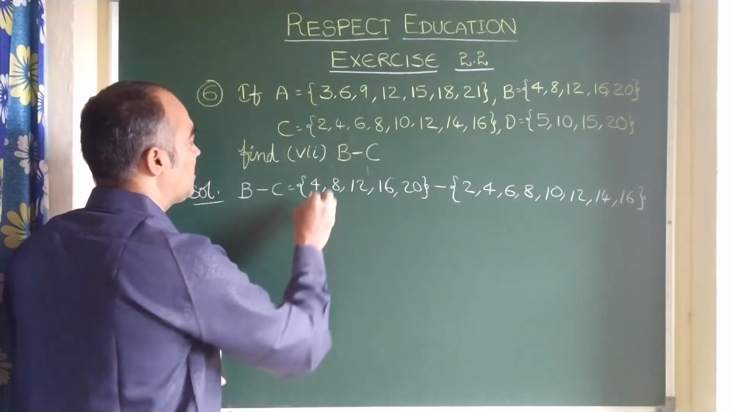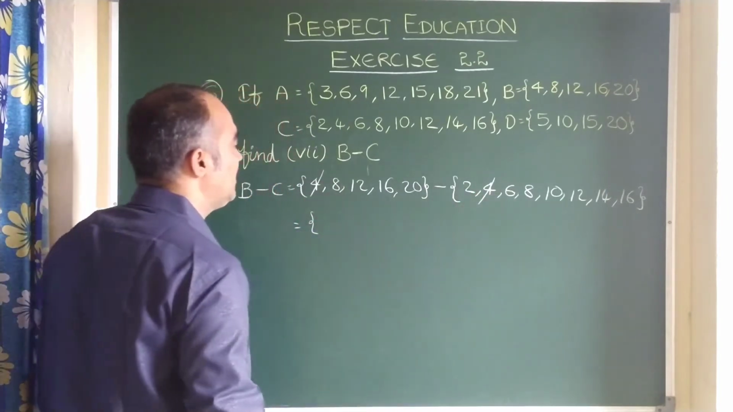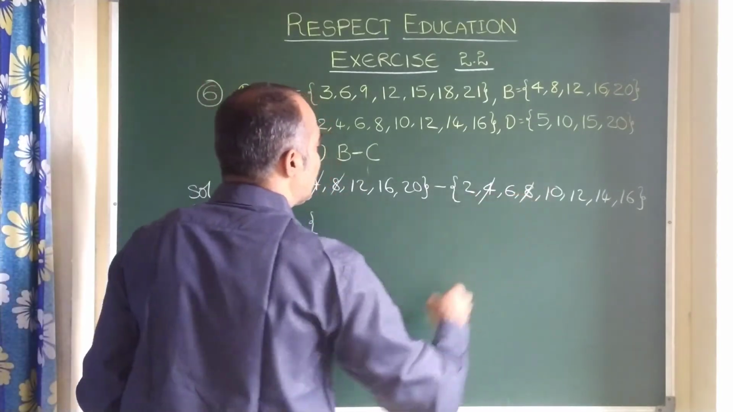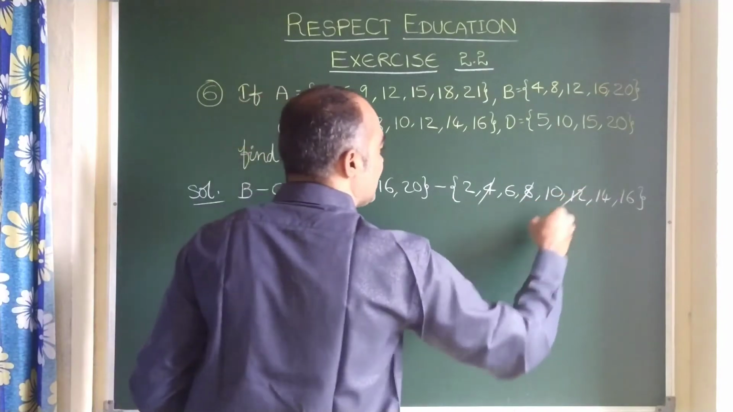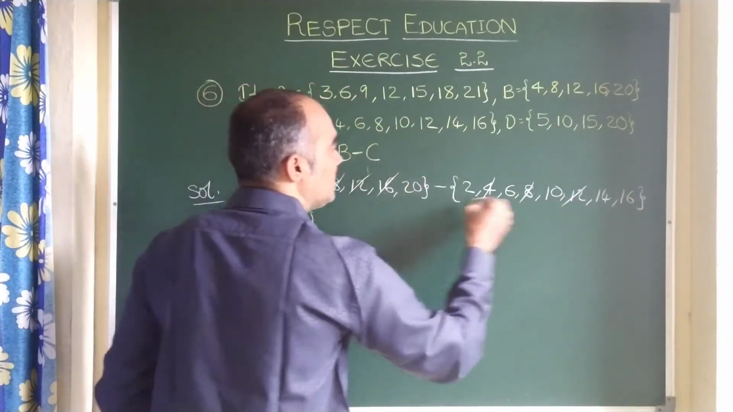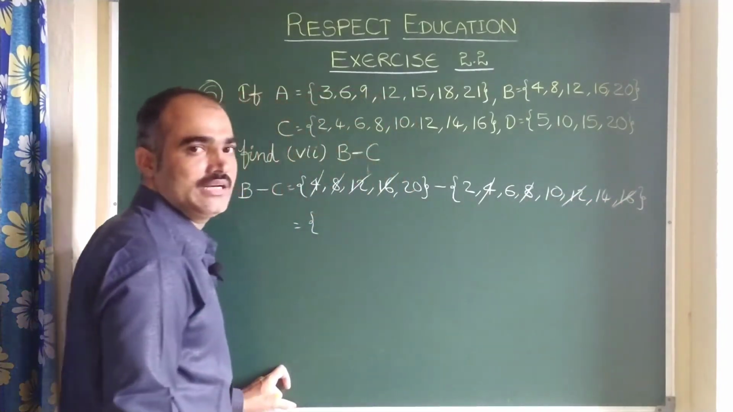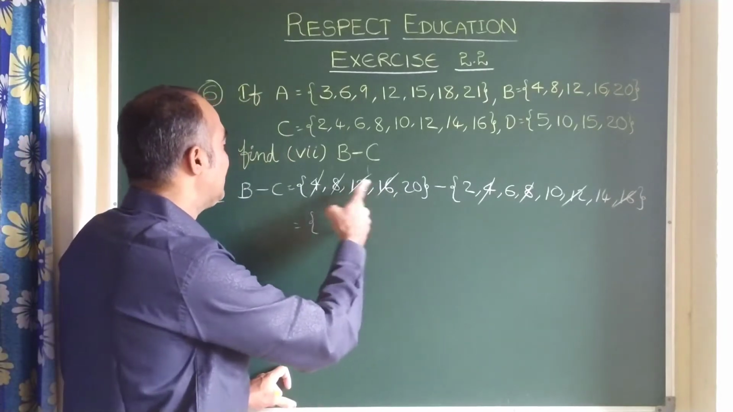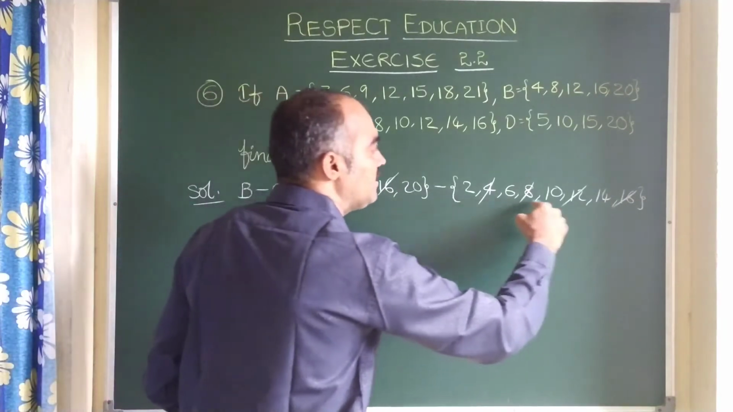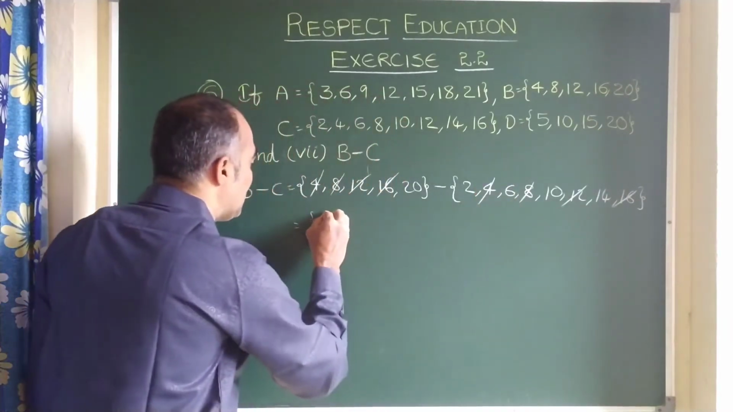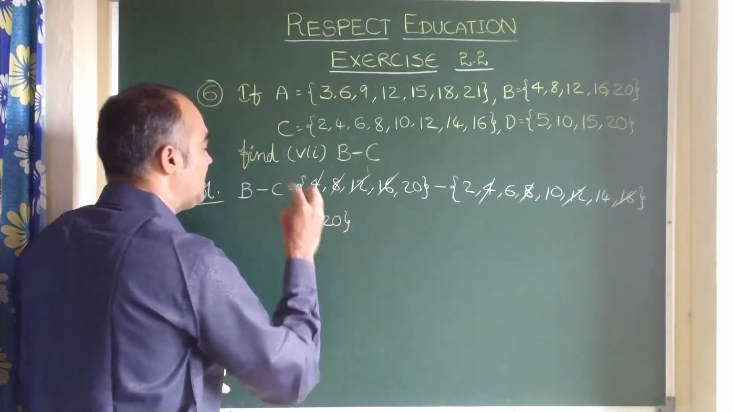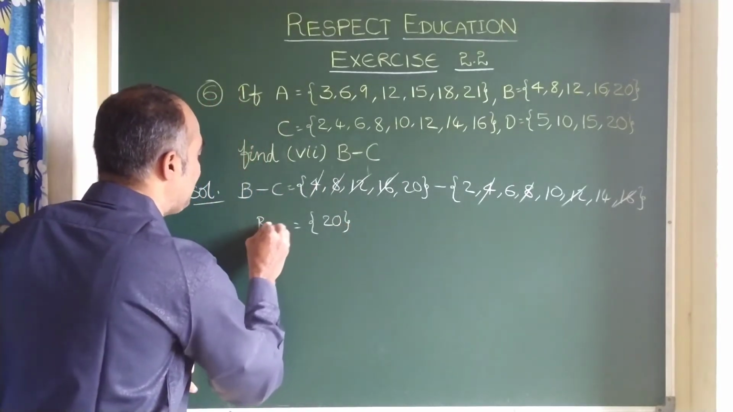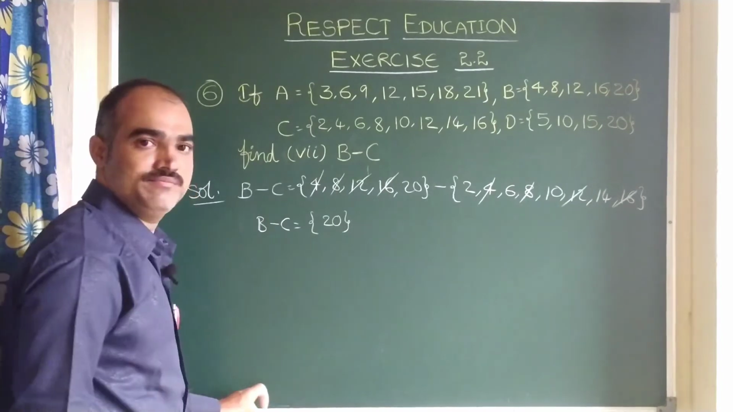So let us see here what are common. Here 4 is common, so we can cancel. Here 8 is also there, we can cancel it. 12 is there, we can cancel. 16 is also there, we can cancel. Here you see, children, 20 is there in B, whereas 20 is not there in C. So only the 20 comes as the answer. So singleton 20 is the answer for the bit B minus C.